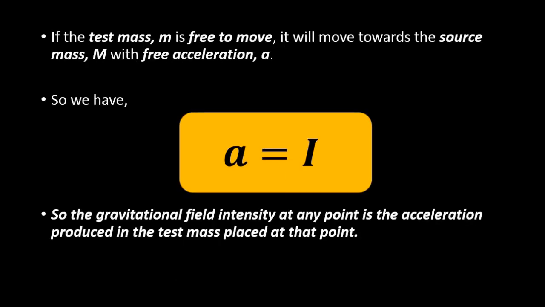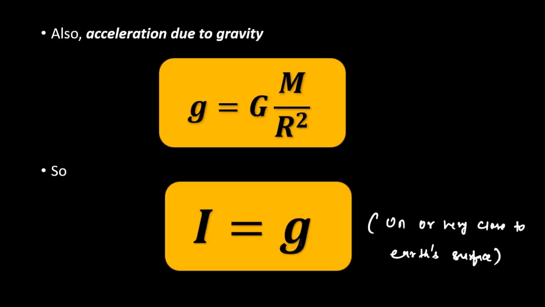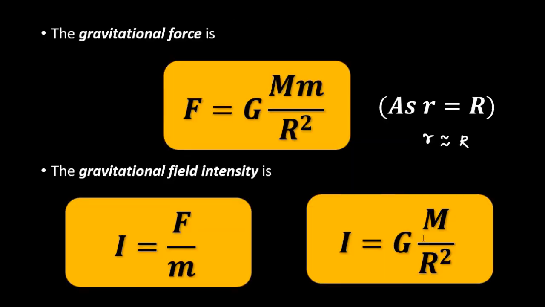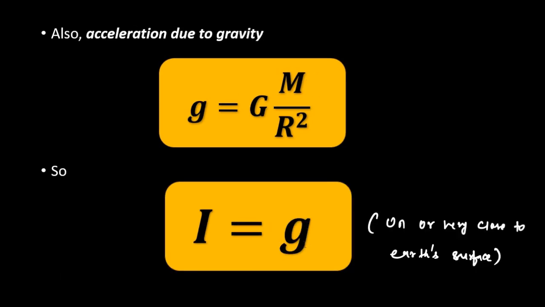Okay, this is the same as gravitational field intensity, as we discussed in the previous video. So here, when the object is very close to the surface of the Earth, this acceleration is nothing but acceleration due to gravity. Okay, so for points very close to the surface of the Earth, the gravitational field intensity is equal to capital G capital M by capital R square, and that is also equal to the acceleration due to gravity, small g, 9.8 meter per second square.